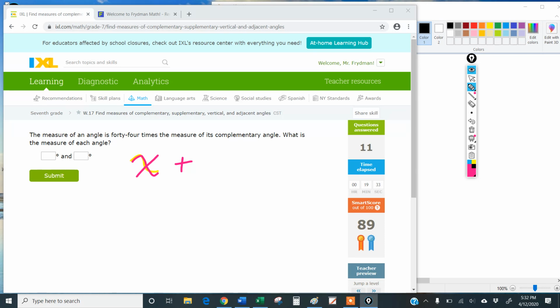So x plus the complement of x must be equal to 90. Because by definition, an angle and its complementary angle add up to 90 degrees. That's what complementary angles are. They're angles that add up to 90 degrees. But I know that the complement of x is 44 times as much as x. So if one of the angles I call x, I can call the other angle 44x.